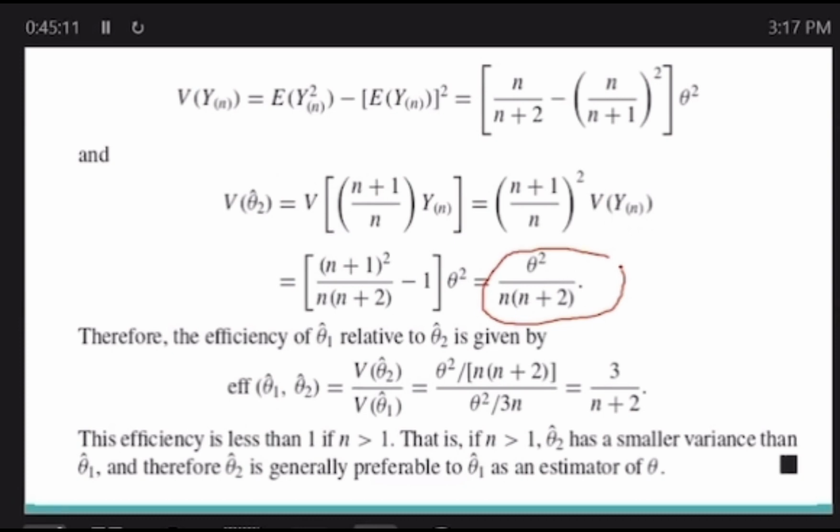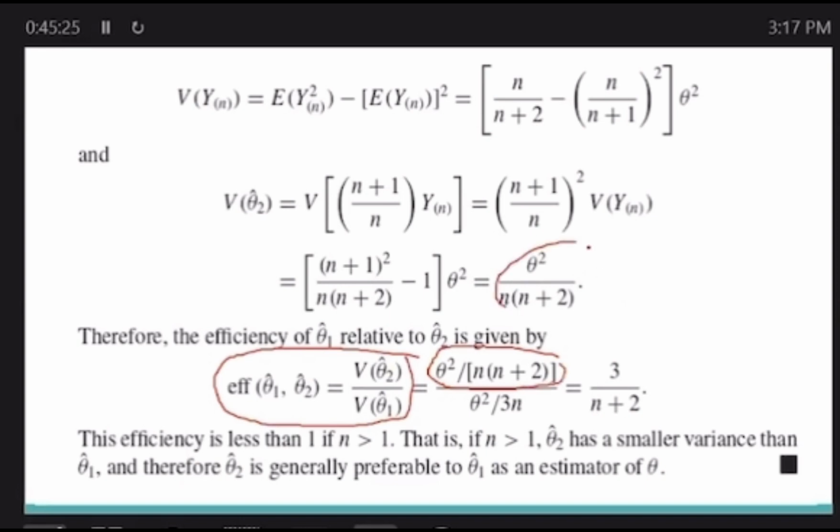What is the next thing to do? It is to find the ratio of the variance of theta cap 1 and the variance of theta cap 2, which is what I'm trying to do here. This is the variance of theta cap 2 that I got from here, and the one that I got before. When I simplify, you see why you do algebra in high school? 99% of what we do in math is algebra. Now this is what you get.